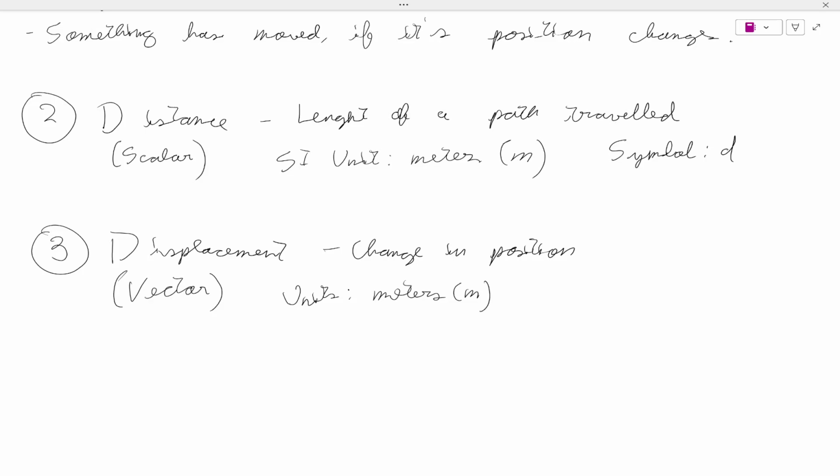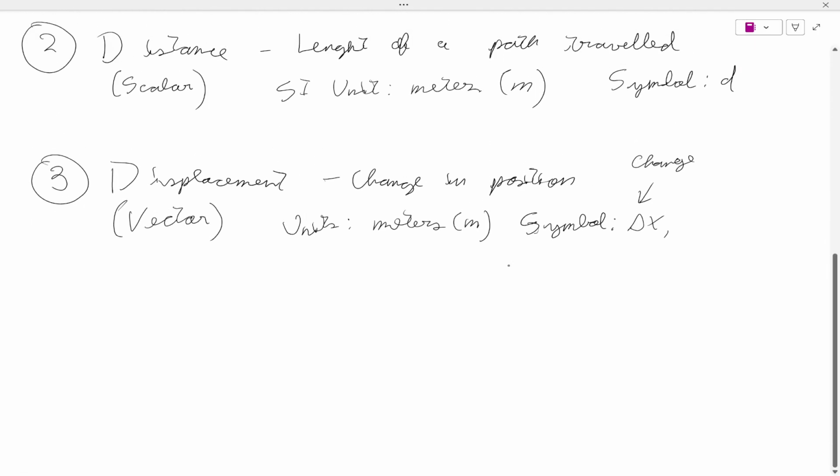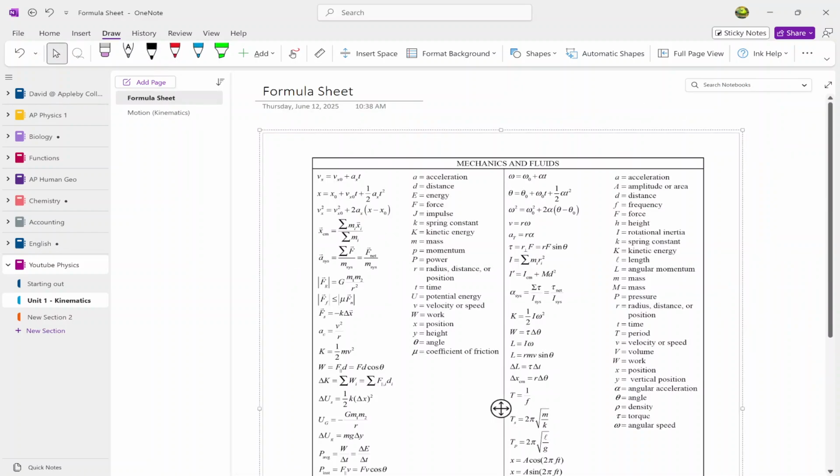And then the symbol, this is where it comes down to delta x, right? In case you don't know, delta is this triangle. It stands for change, right? And you can always expand this delta x into x final minus x initial. Or you can do x minus x naught. And you'll see this in your formula sheet. Matter of fact, we can just go check the formula sheet.